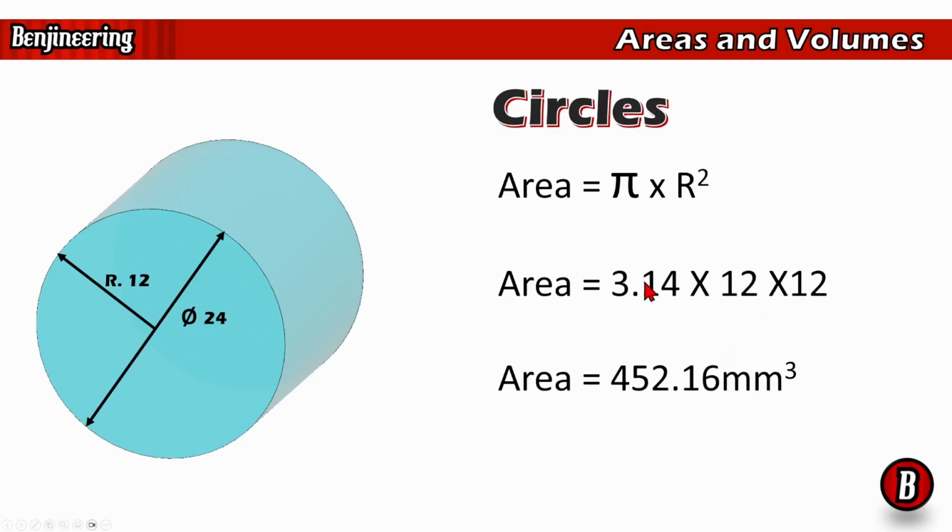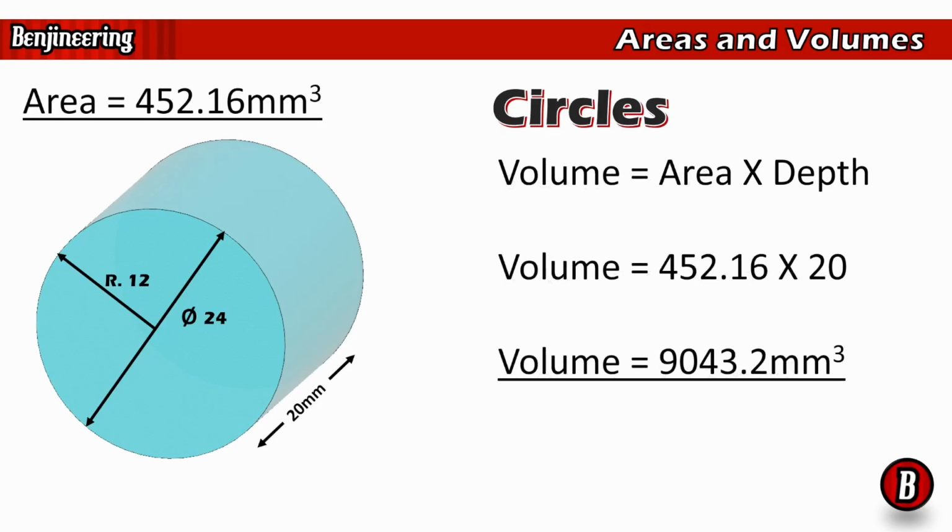So 12 times 12 multiplied by 3.14, which gives us an area for this circle of 452.16 millimeters. That should be squared. That's wrong. Oops. We'll just cover that over with my mouse, okay? So 452.16 millimeters squared, okay? Right. So let's work out the volume. So all we've got to do with the volume, and I'm hoping by now this is obvious to you, is we just multiply the area by the thickness or the depth. So we take that 452.16 and multiply it by 20 to get the volume. And be careful when you give an answer to have the right units, okay?